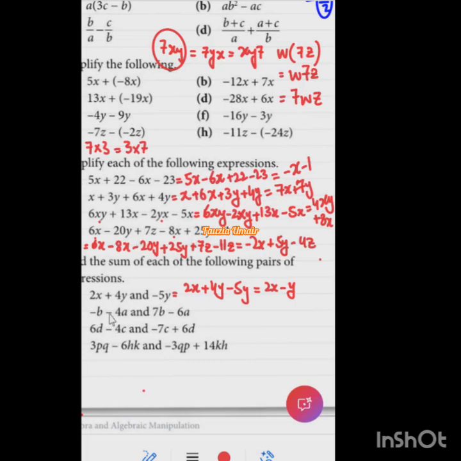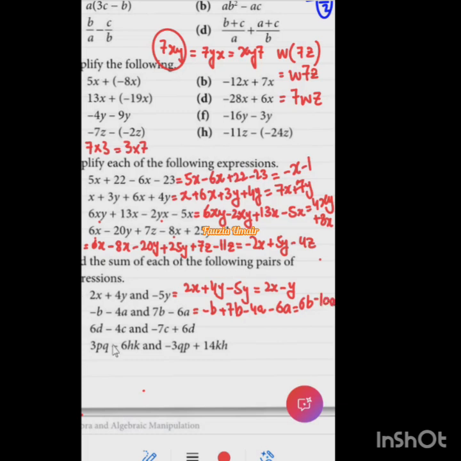Yes. So now this one: minus b minus 4a and 7b minus 6a, we need to add. So I'm writing the like terms together: minus b plus 7b, and minus 4a minus 6a. So what would be the answer? The first answer would be 6b, and the second would be minus 10a.